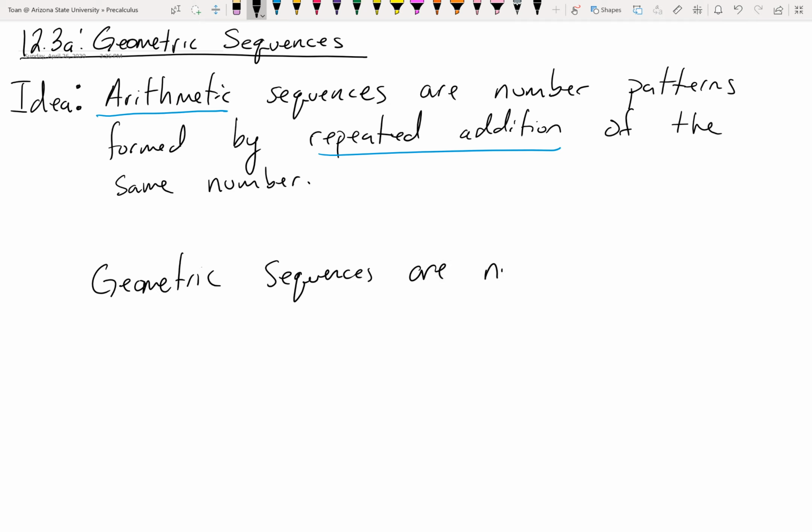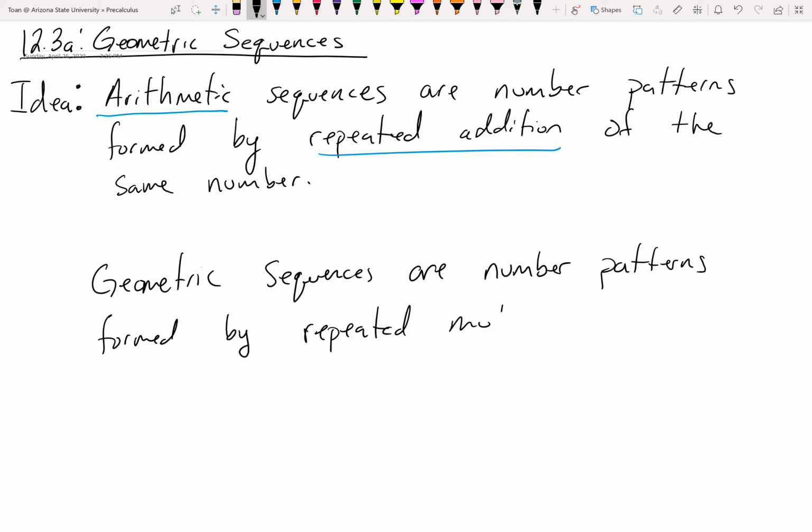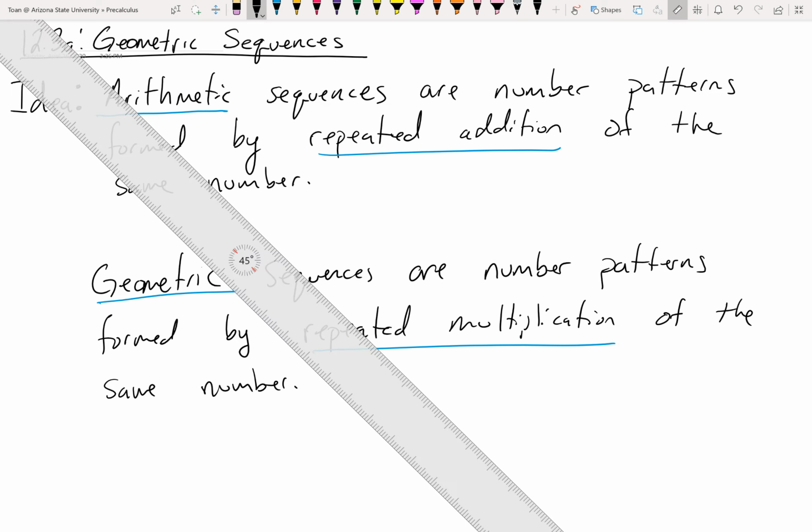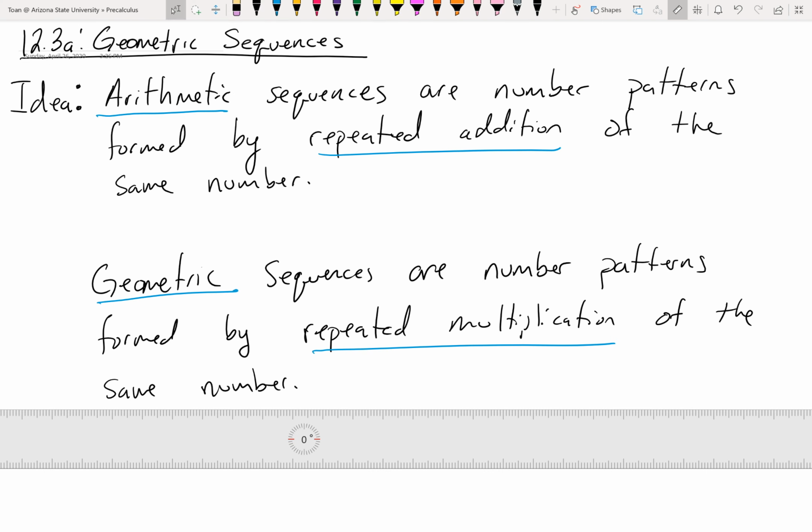Geometric sequences are number patterns that are formed by repeated multiplication of the same number. I think that's a very easy concept that everyone can wrap their minds around. If I ask you to make up a simple pattern, I'm pretty sure most of us will either make a pattern where you're constantly adding or constantly multiplying. If you're constantly adding something, it's called arithmetic. If you're constantly multiplying something, we call it geometric. So that's all we're going to talk about today.